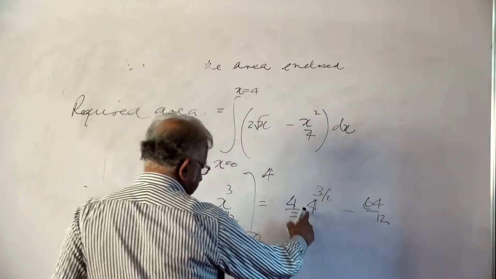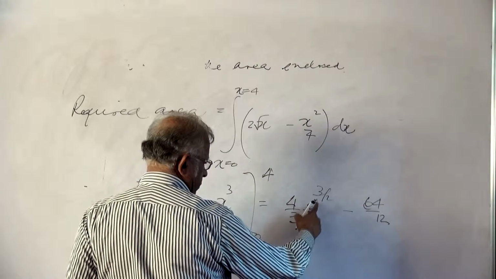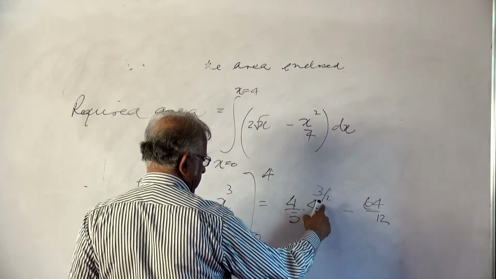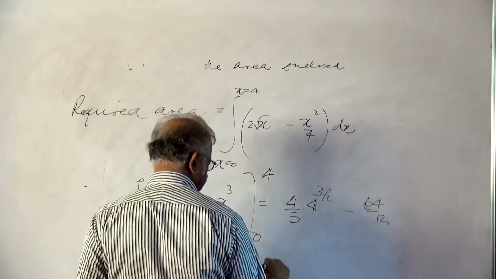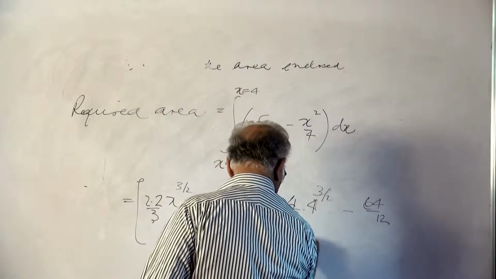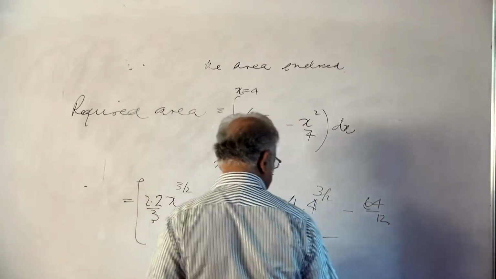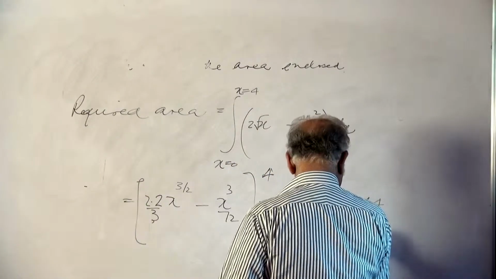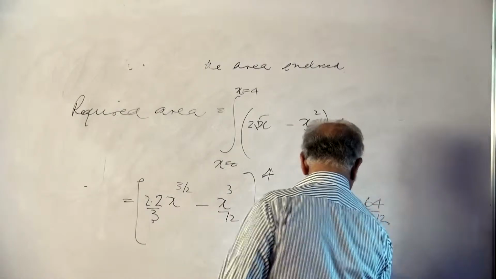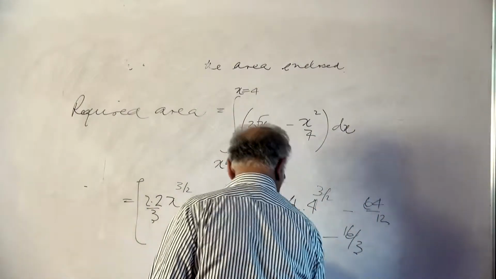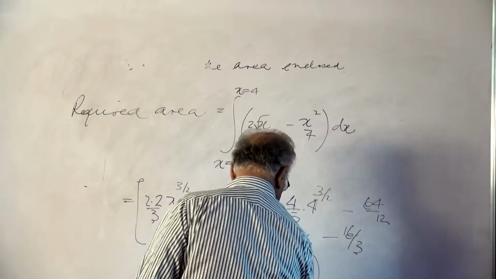Now 4 to the power of 3 by 2 is the square root of 4 cube, that is 8. So this is 8 into 4 divided by 3, 32 by 3, minus 64 by 12 is 16 by 3. The result is a net of 16 by 3 square units.